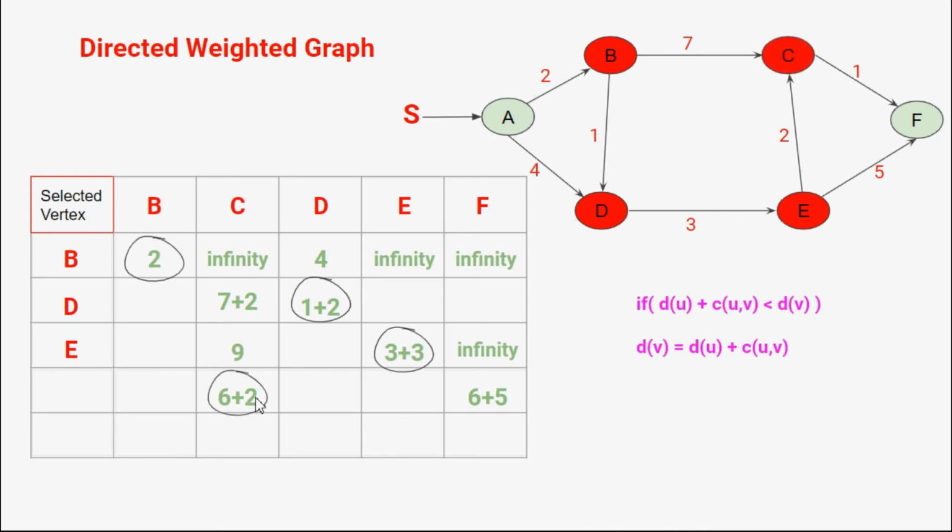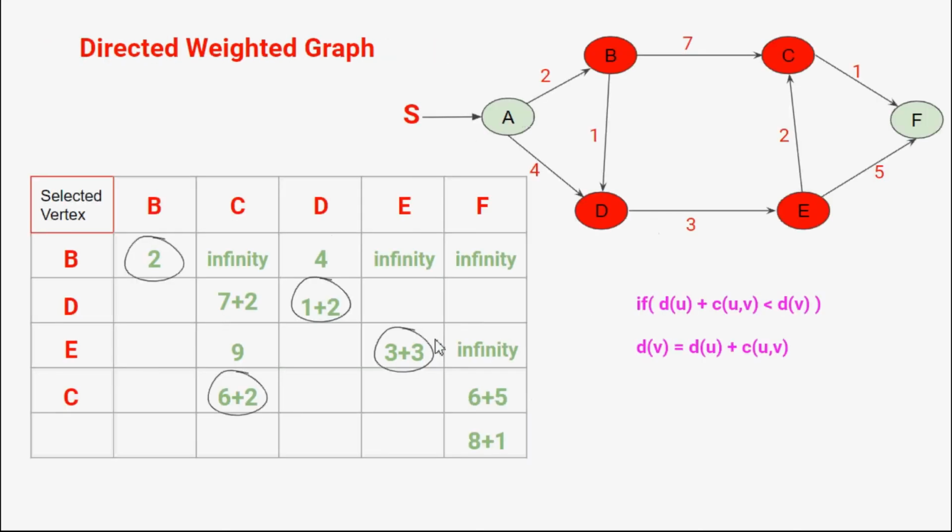When we choose C, who is the neighbor of C? That is F. F is the neighbor of C, so we are going to work on this again. Now what is the distance of C? That is 8. And what is the cost from C to F? That is 1. So 8 plus 1 gives me 9. And what was the earlier distance of F? That is 11. So 9 is less than 11, so we are going to replace this. So this is how my Dijkstra algorithm works.